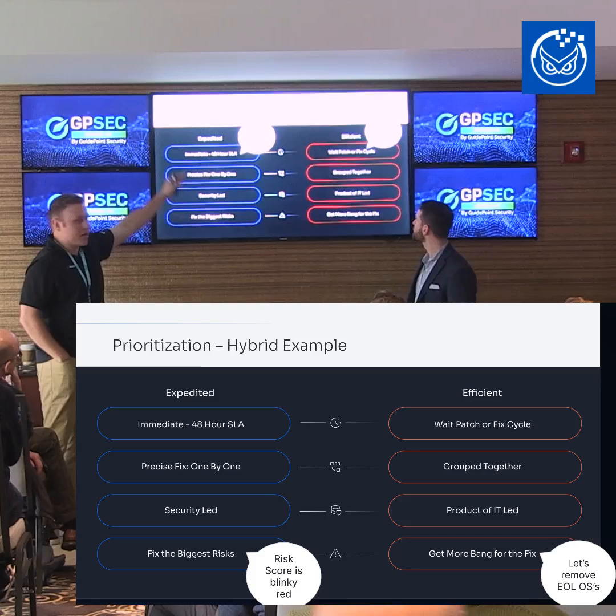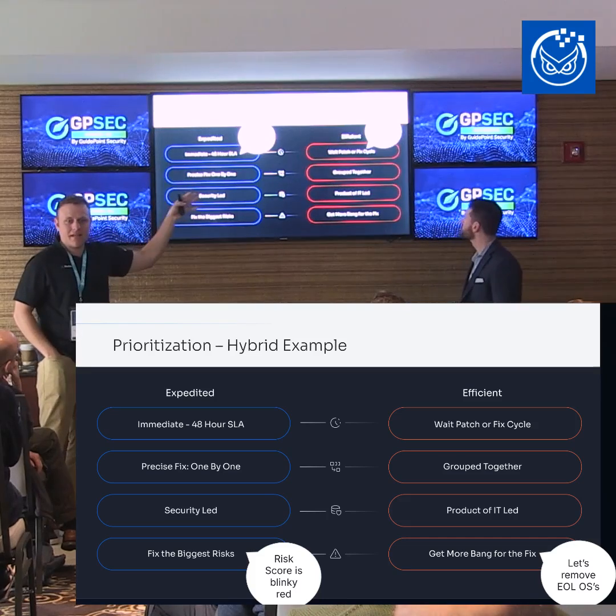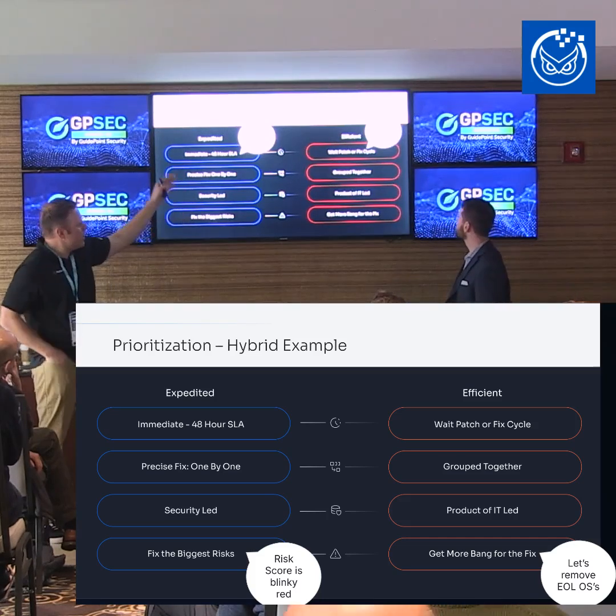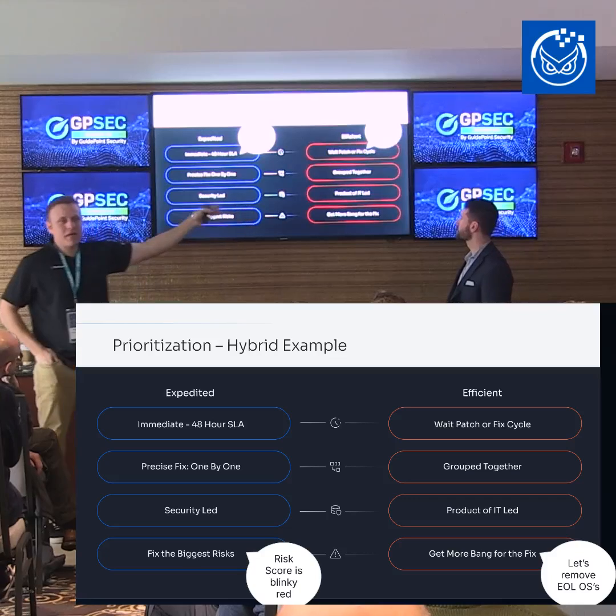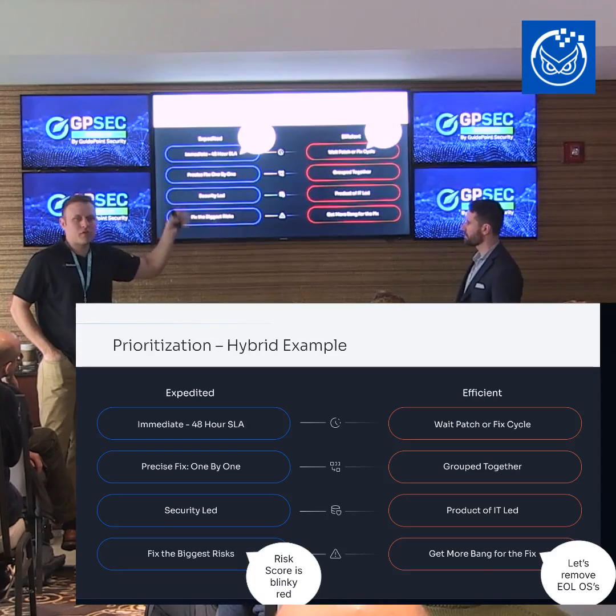And that makes sense, right? You actually do want that, like incident-led vulnerability prioritization. But at the same time, you have a whole bunch of these mediums and lows that are just taken care of as part of our business process.